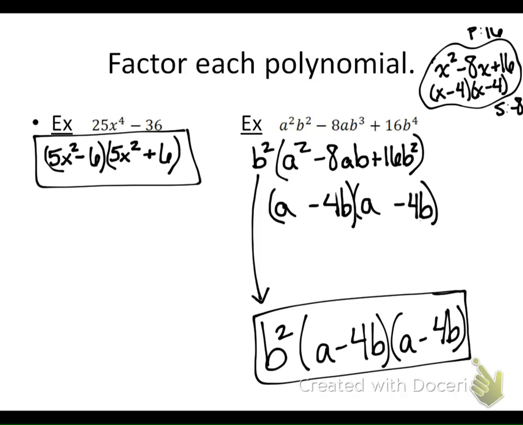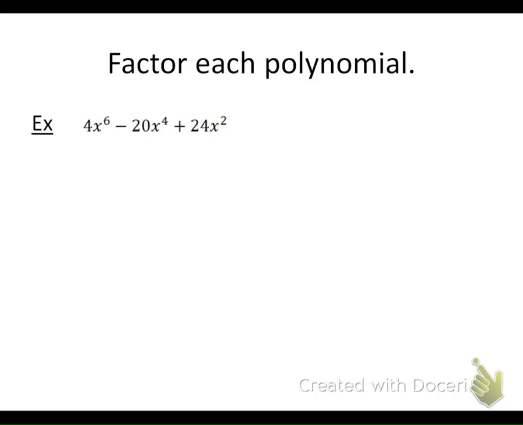Next example. Four x squared. They are all even. They are all even. I would take out a 2. And then we need to notice there would be another 2 left.